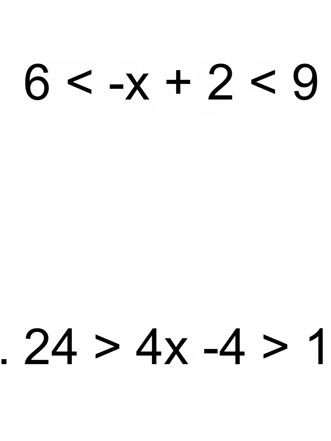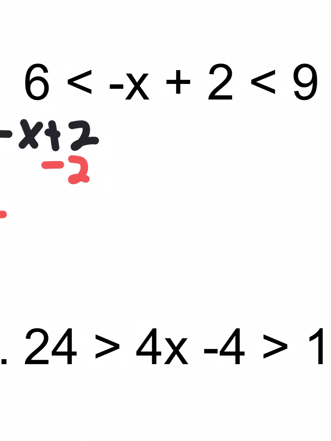This inequality will break into two pieces. 6 is less than negative x plus 2. And so we'll subtract 2 from both sides. I'm going to do it in red. Subtract 2 from both sides. And you get 4 is less than negative x.